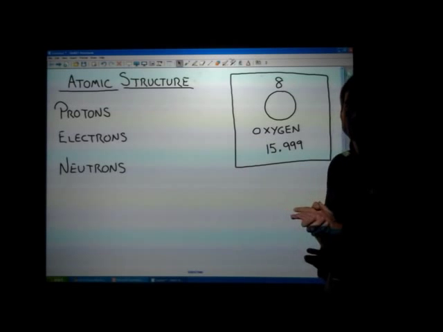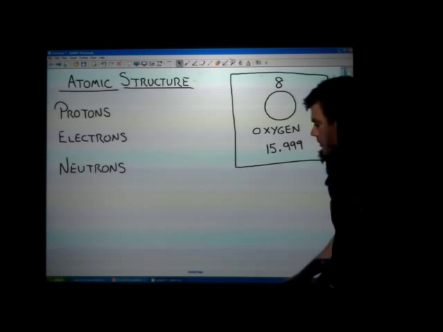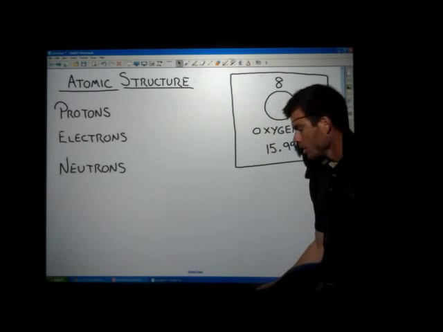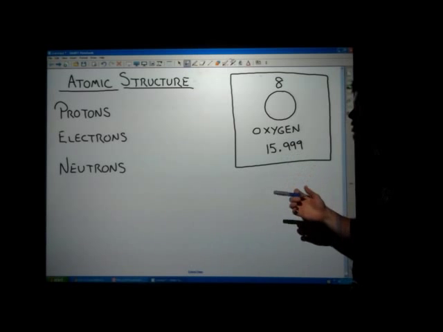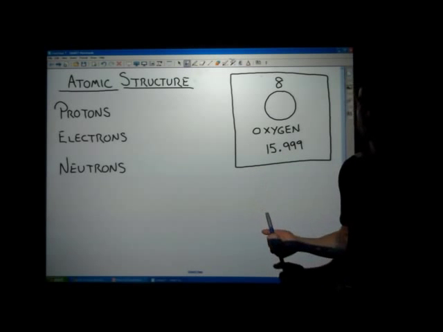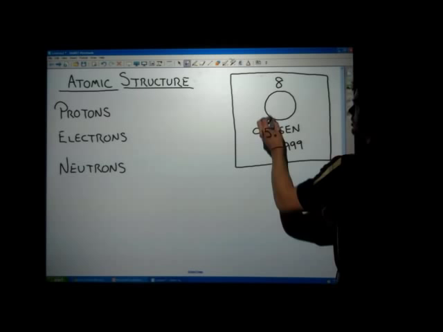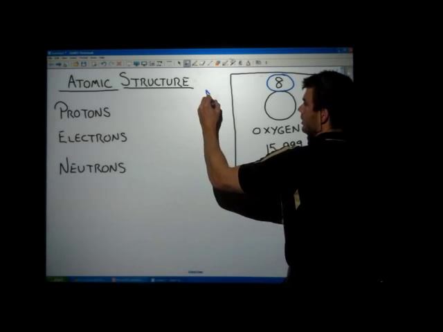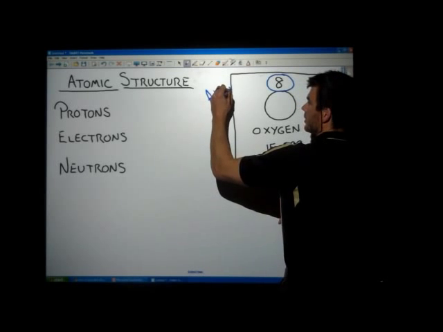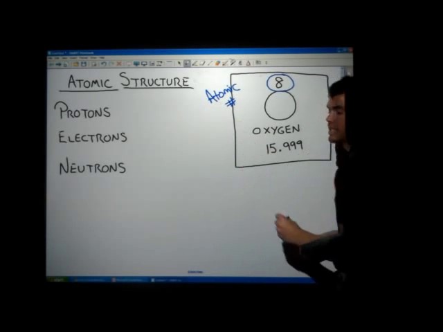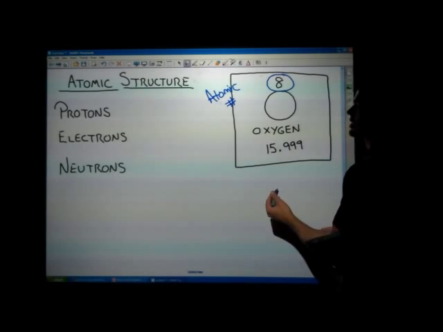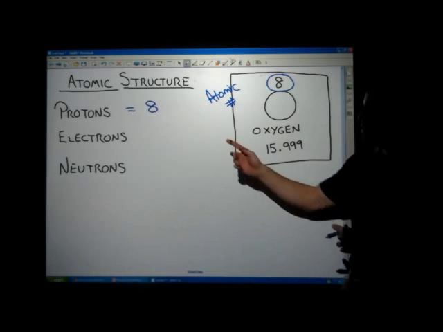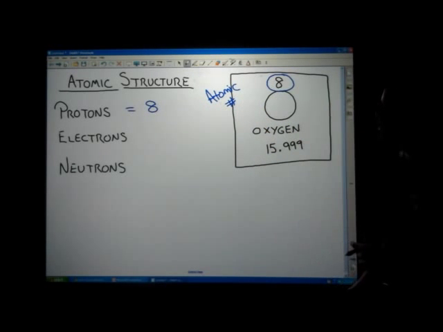Alright, this is a review on how to work with the atomic structure of elements. We're going to use oxygen as our example. The one thing we struggle with when working with the atomic structure is students don't know where to find how many protons an element has. The protons are located right at the top. The top of your element tells you the atomic number. The atomic number is the number of protons in your element. So for oxygen, oxygen has 8 protons, the atomic number.